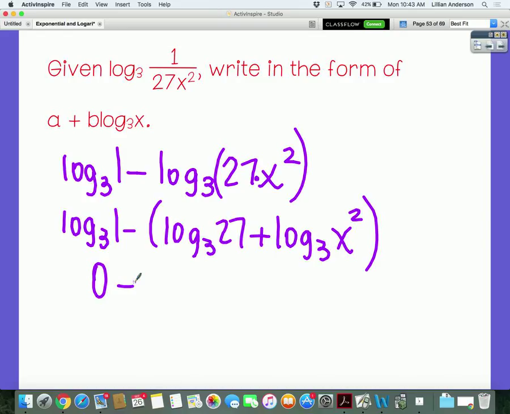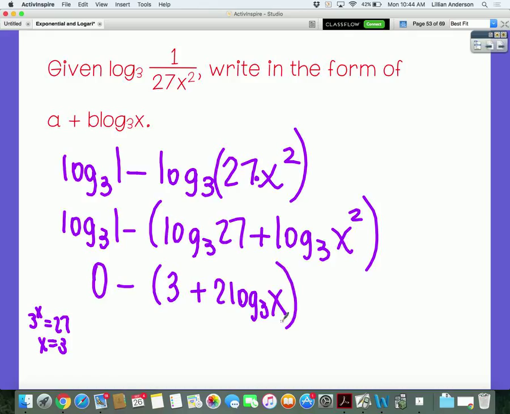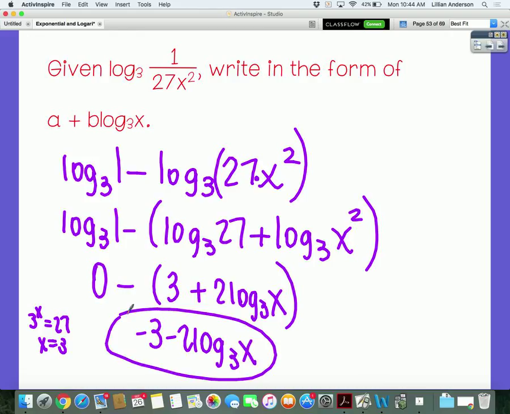Log base 3 of 27, using your properties, we're writing that in exponential form, that's 3 to the x equals 27. So this log actually equals 3. And then we can apply our power rule and bring that exponent down to the front. And if we notice, we kind of already have this form, we just have to distribute the negative through. And now we have it in the form of a plus b log base 3 of x. The only thing is that a is a negative 3 and b is a negative 2, which is fine. Okay, a and b are integers. It doesn't say that, and that was my mistake. I should have put that up there.